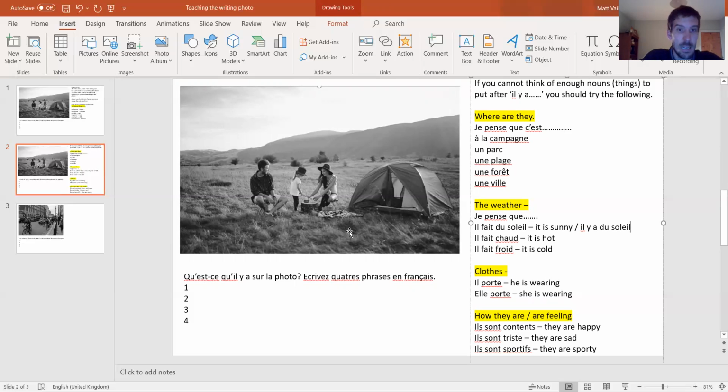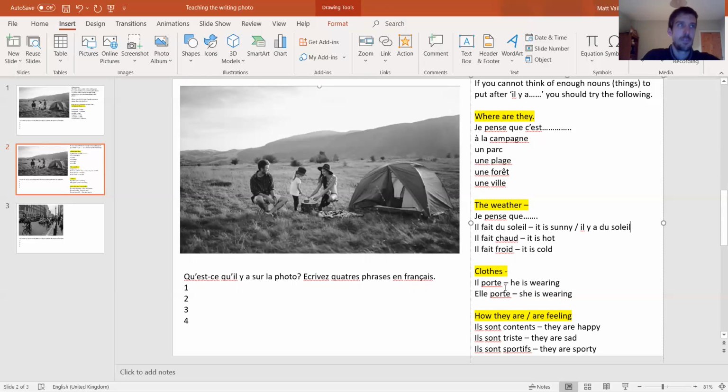Really easy to do, you can say il porte un t-shirt, he is wearing a t-shirt, or il porte un short, he is wearing shorts. Or, I don't know, elle porte un chapeau, she is wearing a hat. So you've got loads of options there with clothes, really easy to do, il porte or elle porte. So make a note of that as well.